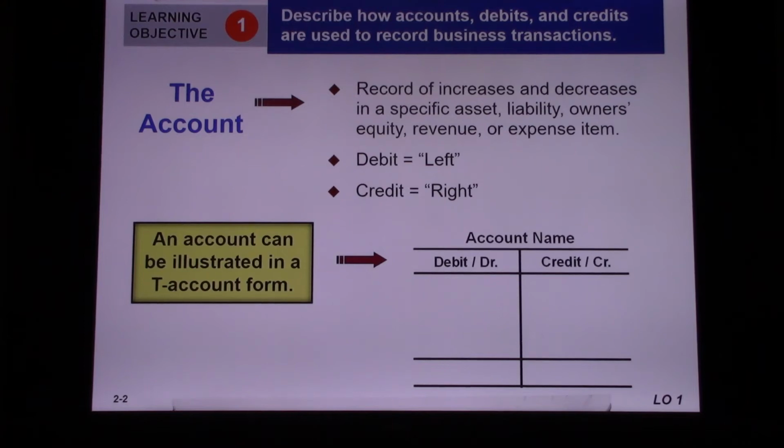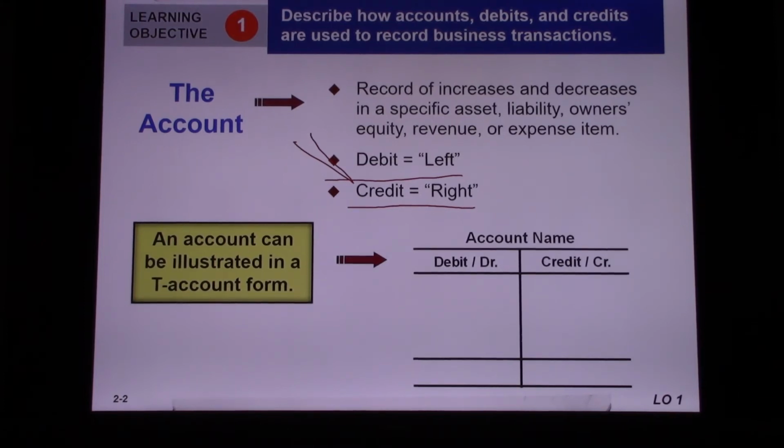In this objective, we're going to explain how debits and credits work and what they mean in the first place. So let's go ahead and start by saying, what does a debit mean? When I ask you, could you define a debit for me, you will say debit means left. And if I ask you to define a credit for me, you will say credit means right. So again, debit means left and credit means right.